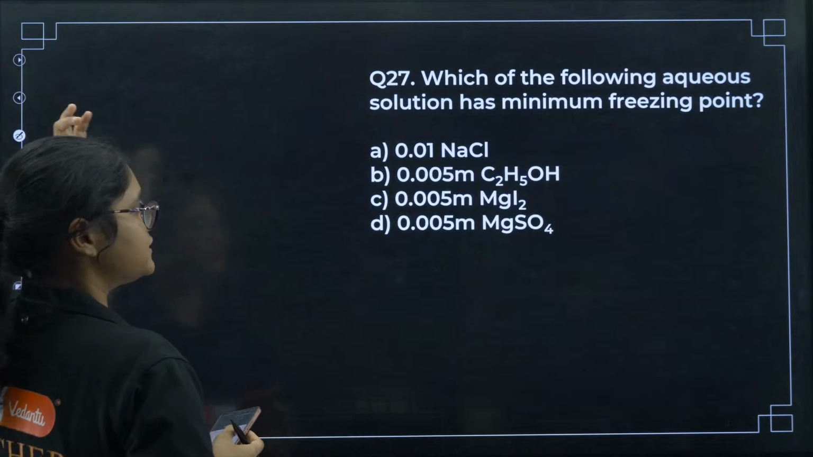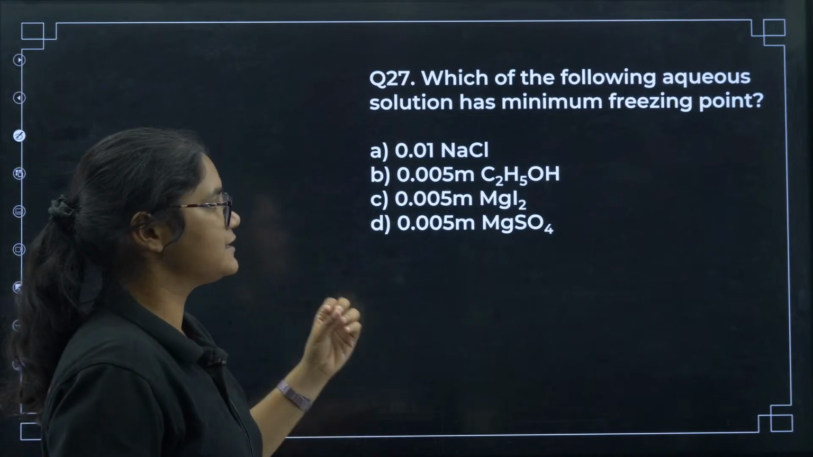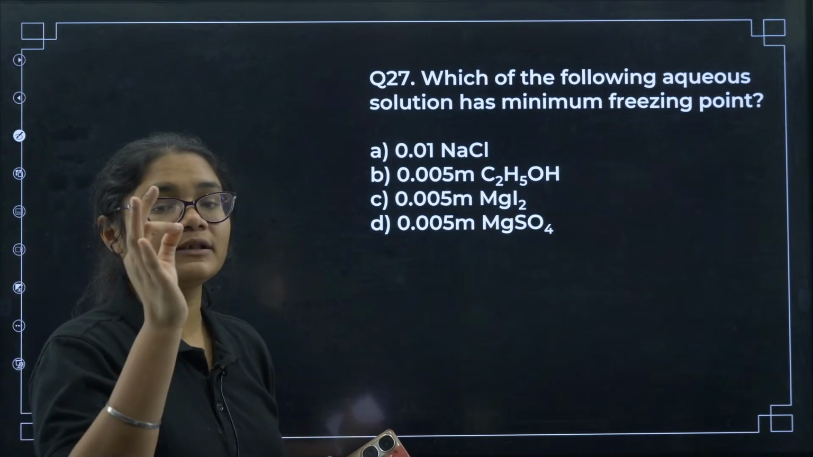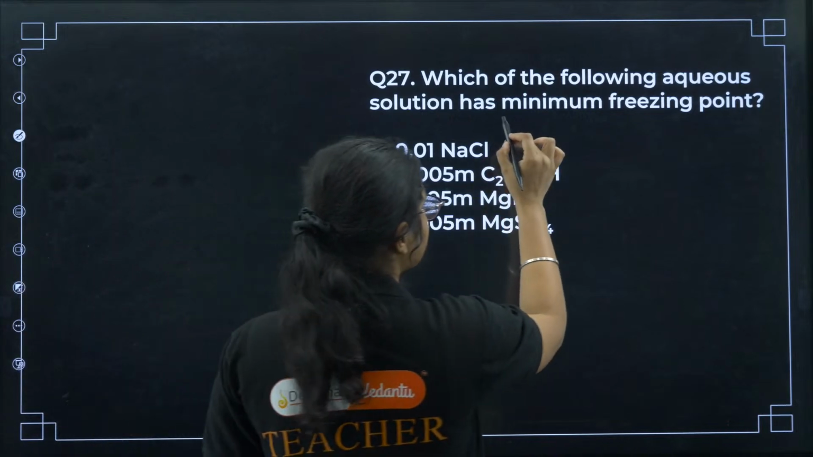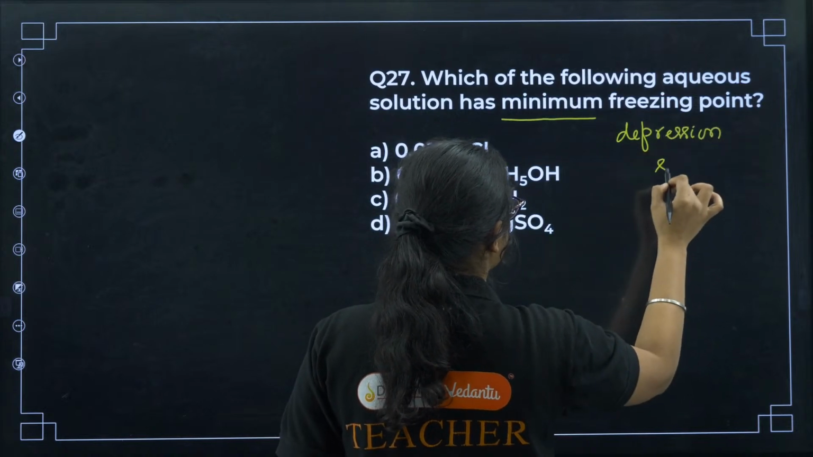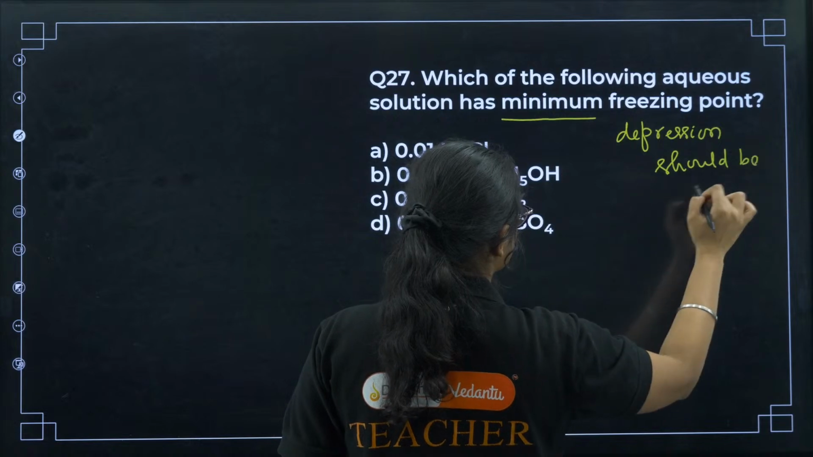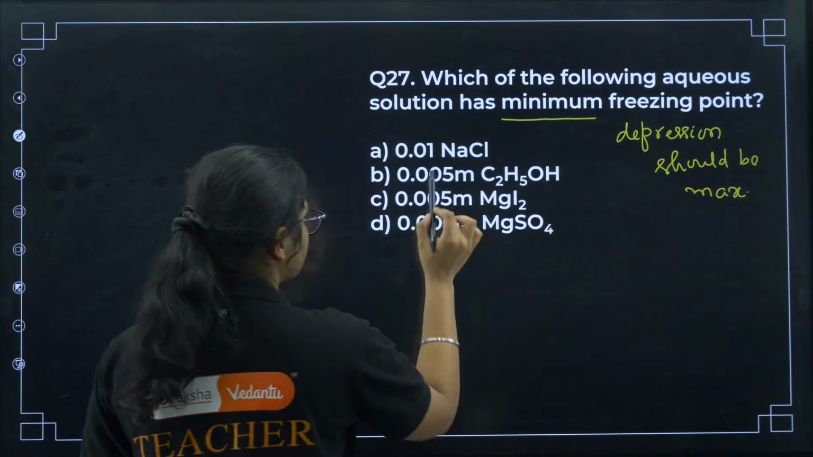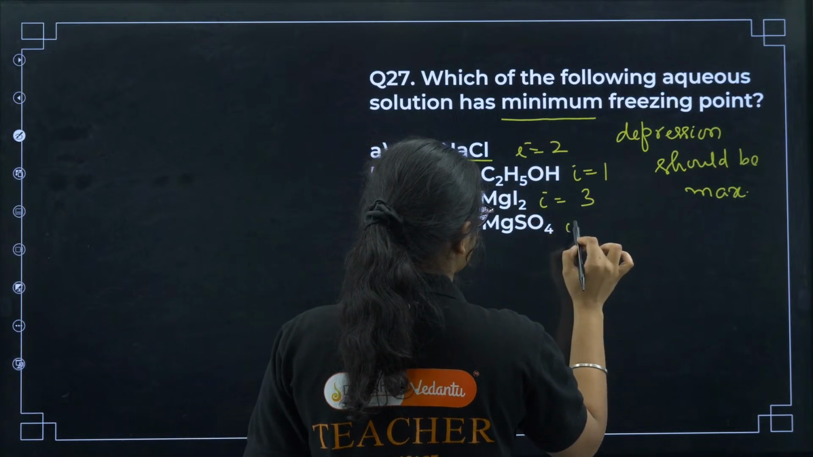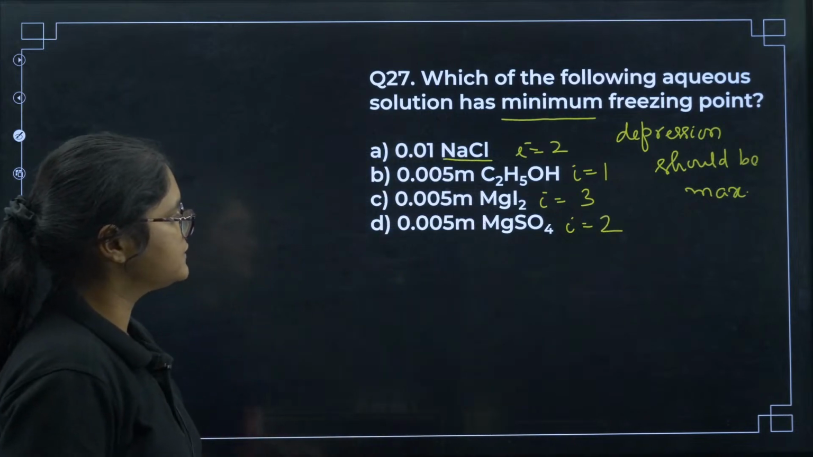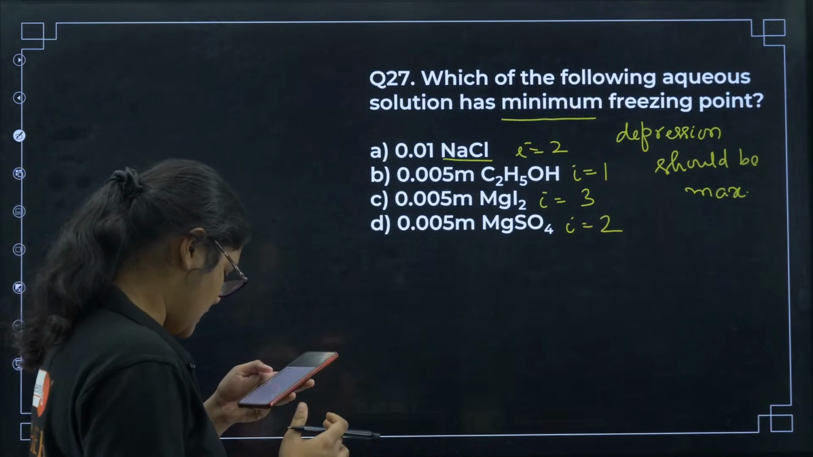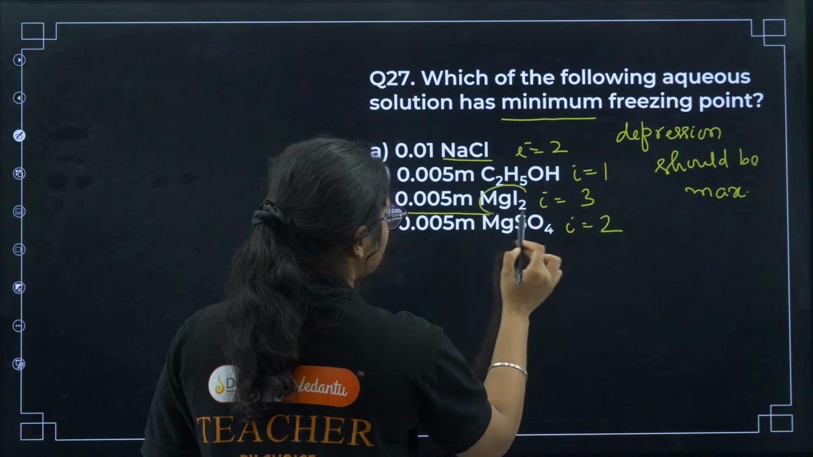Now let's move to the next question. Which of the following aqueous solutions has the minimum freezing point? This is the question that I was talking about. In which case will the freezing point be minimum? If the freezing point is minimum, it means depression should be maximum. So in which case will the depression be maximum? Here we have I value equal to 2, here I value equal to 1, here I value 3, and here I value 2. You can see the depression will depend on the I value. Yes, Asma is again correct. You can see here we have I value 3.